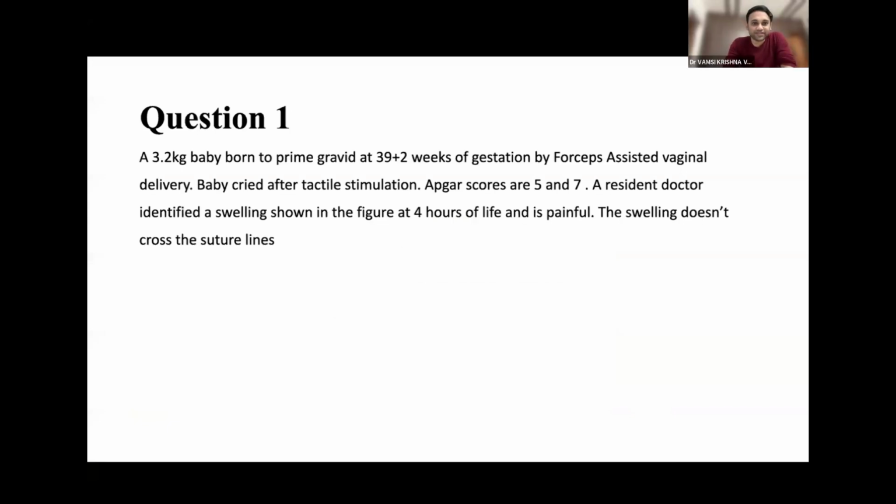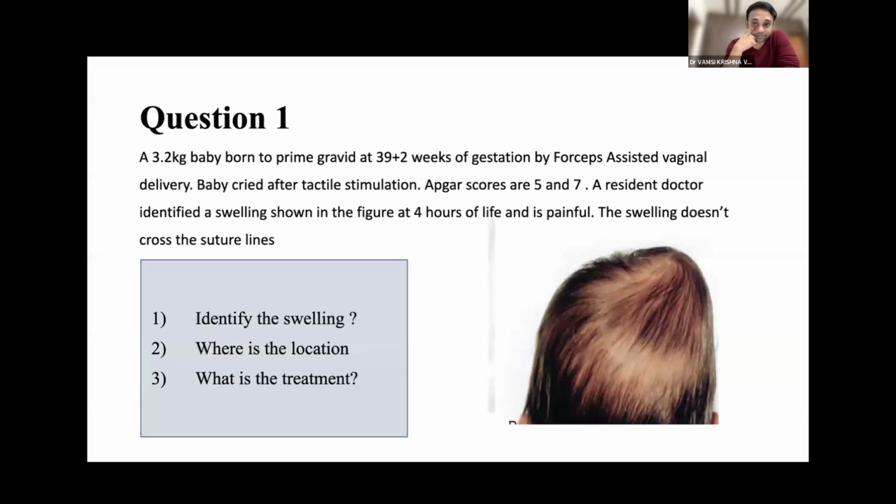So the first question is, we had a 3.2 kg baby born to a primary gravida at around 39 weeks of gestation by forceps-assisted vaginal delivery. Baby cried after tactile stimulation. The Apgar scores are 5 and 7. A resident doctor identified a swelling in the head, as shown in the figure, around 4 hours of life, and it is painful. The swelling doesn't cross the suture lines. So this is swelling, and there is a local movement.